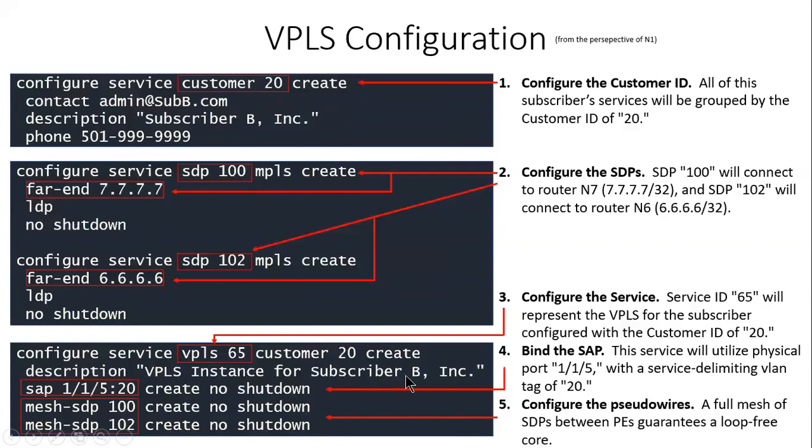And our last step is to configure the service. And once we configure the service, we bind our SAP to that service. And once we bind our SAP to that service, we bring up our pseudo wires, which in our case are going to be mesh SDP 100 and mesh SDP 102.